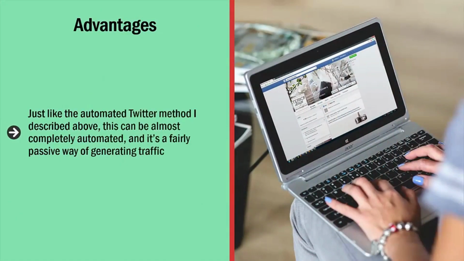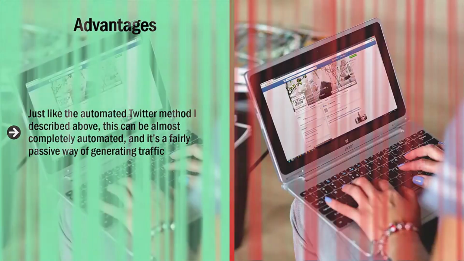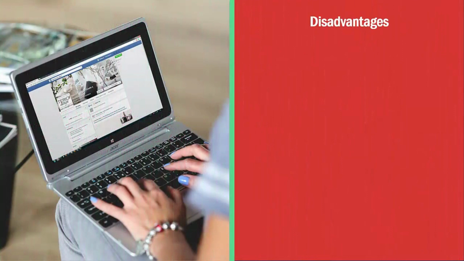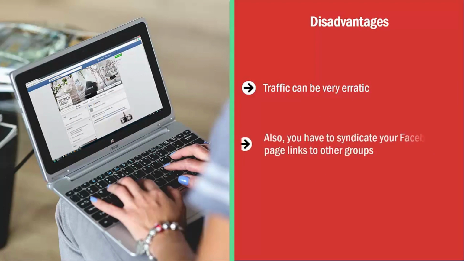Advantages. Just like the automated Twitter method I described above, this can be almost completely automated, and it's a fairly passive way of generating traffic. Disadvantages. Traffic can be very erratic. On some days, you can get quite a bit of traffic because you shared really high-quality content. On other days, people might not be all that responsive. Also, you have to syndicate your Facebook page links to other groups. This can be a problem.